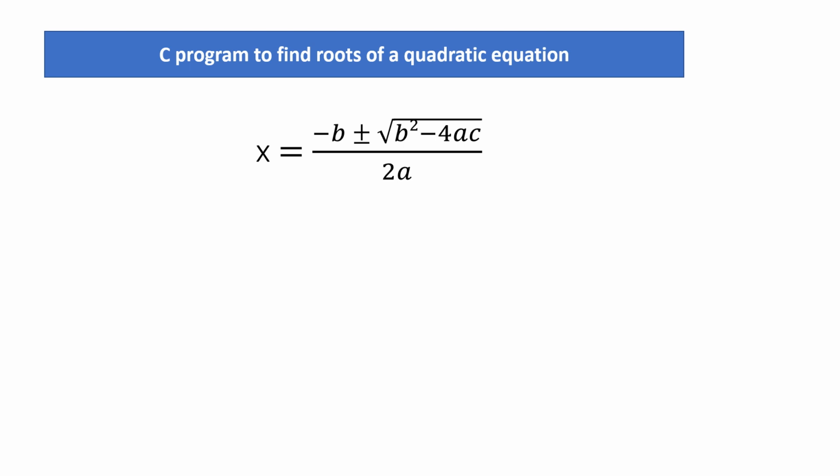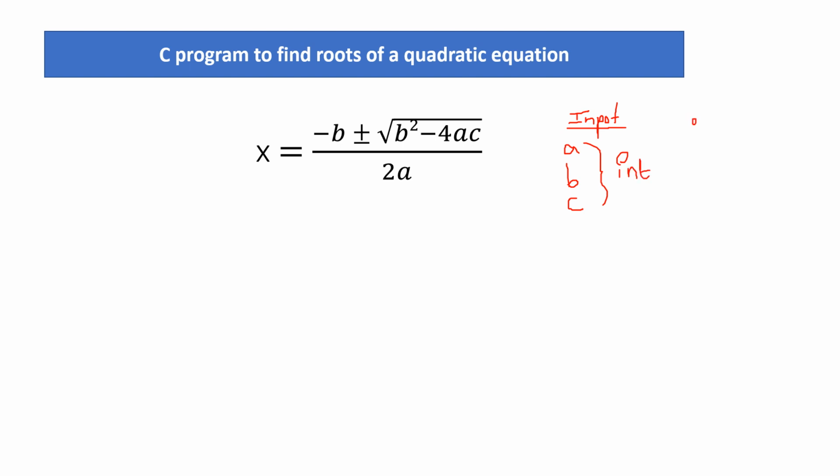The previous problem, here what are the input variables? Let us find out. A is one input variable, B is another input variable, and C is another input variable. We declare them as integer.